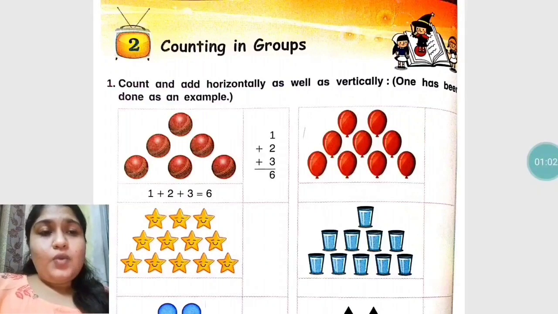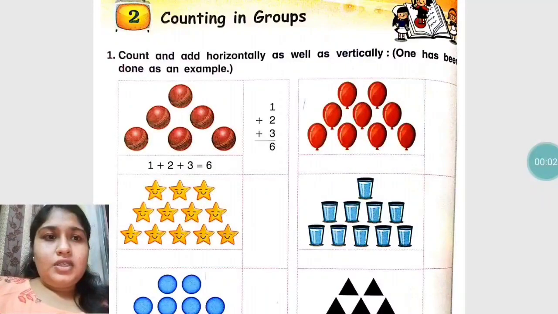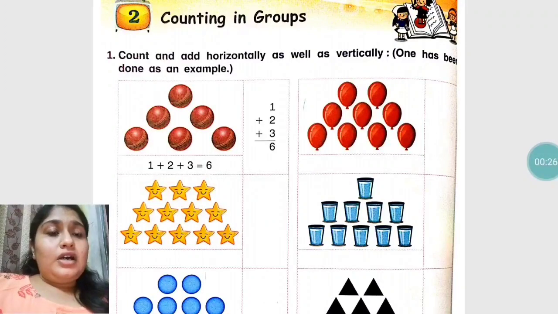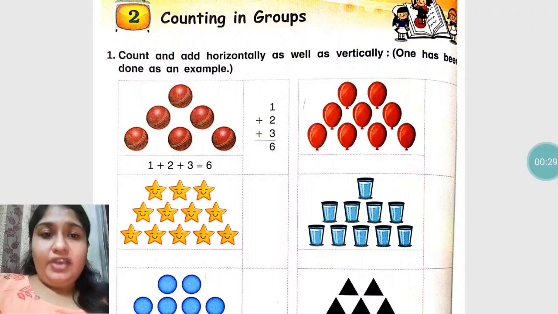So here students, we have to write this vertically also and horizontally also. So students, 1 plus 2, you can count this on your fingers also. Okay, so 1 plus 2 is 3. And when you add this 3 to the other 3, the answer is 6. So students, here you have to practice counting in groups and you can add by using your fingers.